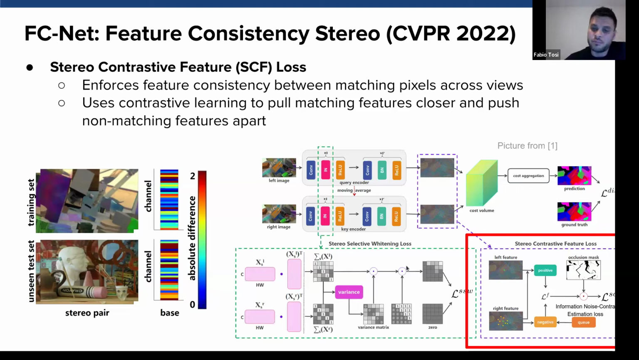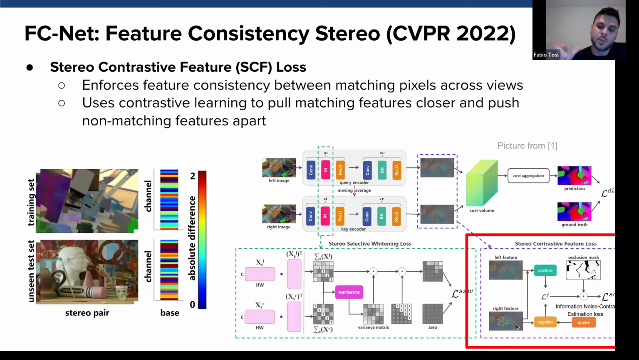In particular, by analyzing 3D stereo architectures, they analyzed features just before constructing the cost volume. And from these features, they create a set of positive and negative feature vectors. In particular, positive feature vectors are matching feature vectors using ground truth disparity. So they consider a feature vector on the left image and its corresponding feature vector on the right image. And this is a positive example. Instead, negative examples are pairs of feature vectors belonging to non-matching pixels that are randomly selected in the right image.